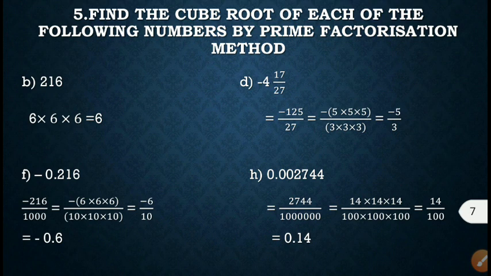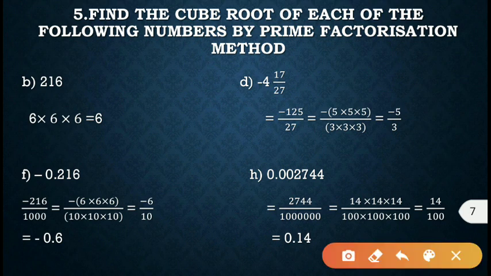Last question, question number 5. Find the cube root of each of the following numbers by prime factorization method. You need to find out the cube root by the prime factorization method. 216. When you will do a prime factorization, you will get 6 into 6 into 6.